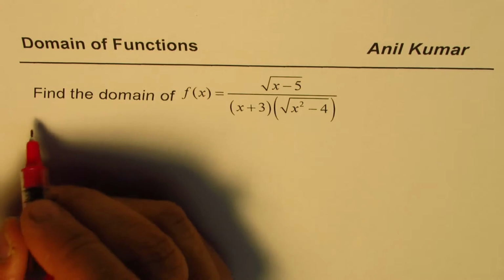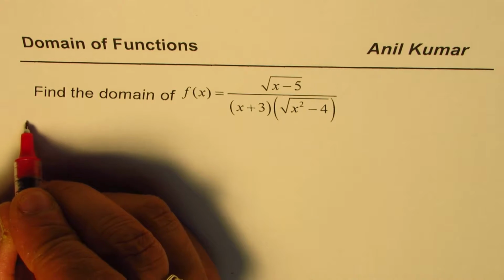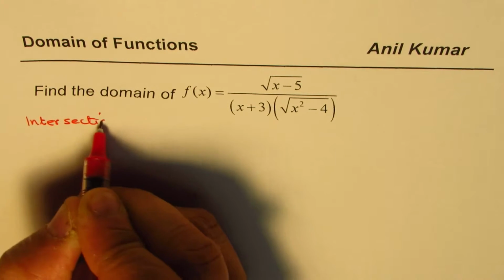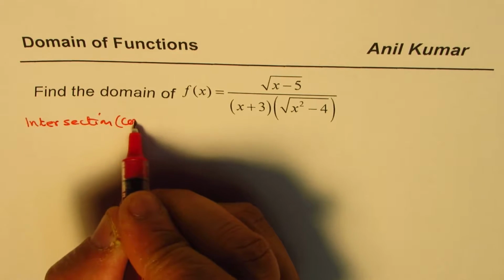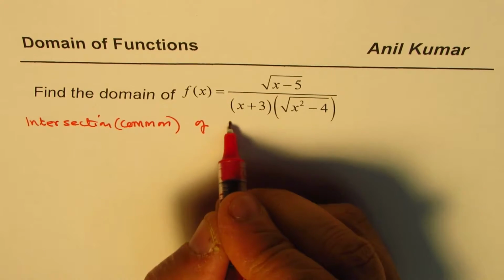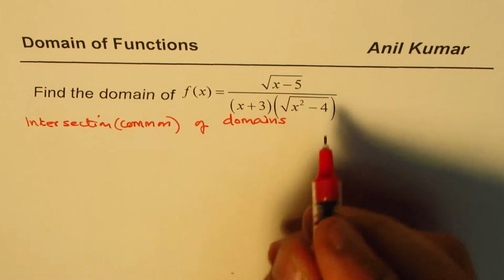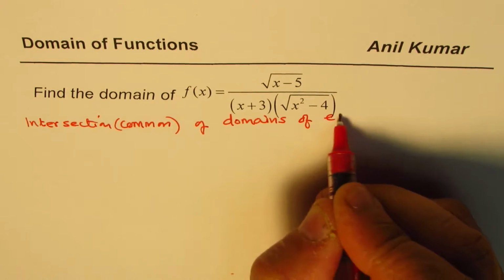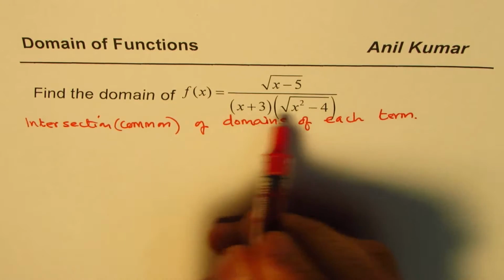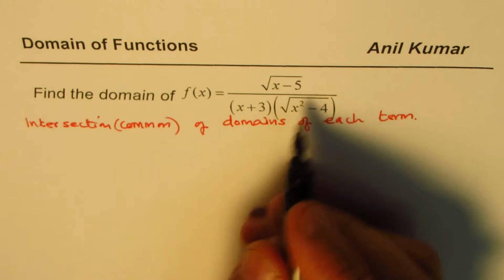Now, the domain is basically the common domain, or intersection. So what is common to, right? We say common domain: the intersection of domains of each term. We have basically three terms in it, so we are going to analyze each one of them.